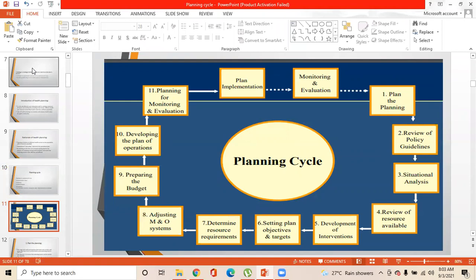First is plan the planning. Second, review of policy guidelines. Third, situational analysis. Fourth is review of resources available. Fifth is the development of interventions. Sixth is setting plan objectives and targets. Seventh shows that we need to determine resource requirements. Eighth is adjusting management and organization systems, then preparing the budget. Tenth is developing the plan of operation. Eleventh is planning for monitoring and evaluation. That all leads to plan implementation, and the cycle continues for a new plan.